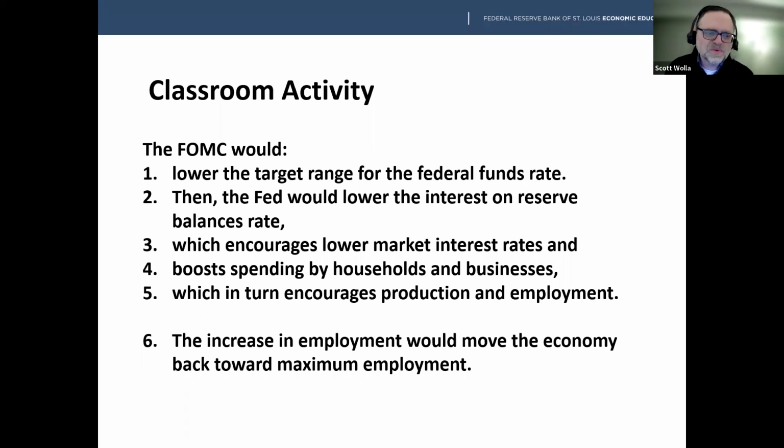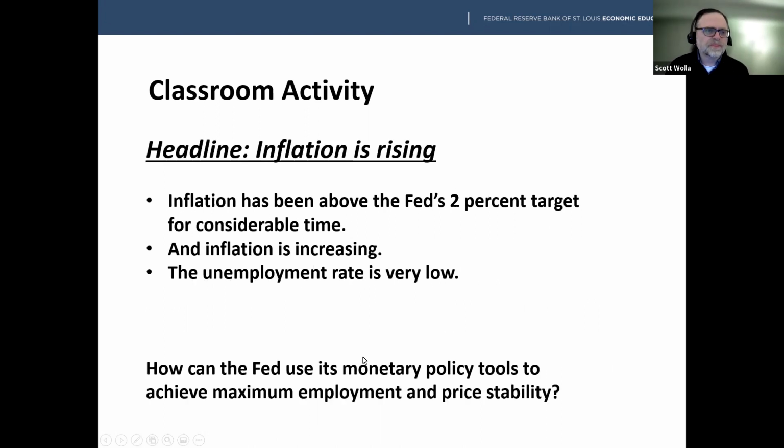Households and businesses would spend and invest more, which encourages production and employment. And as that happens, the increase in employment would move the economy back towards maximum employment, right? So lowering the interest rate would move the economy back toward full employment.